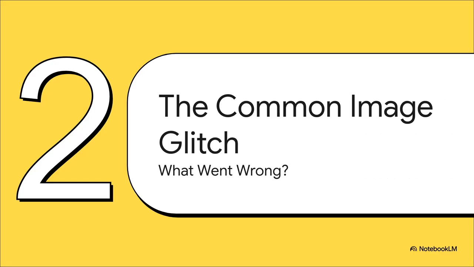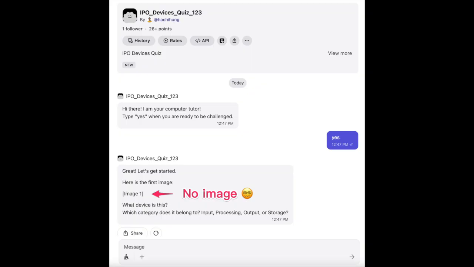All right, time to take it for a spin. I grabbed a normal image link off the internet, popped it in, and, well, this is where a lot of people get stuck. I hit a super common roadblock. So I start the quiz, I type yes, and there it is. The bot talks back, which is great, but the image is totally broken. It just says image 1, no image. This is such a classic mistake, but don't worry, we're gonna fix it.